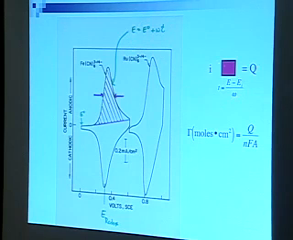And therefore, current times time is number of coulombs. So I can integrate this area under here and figure out how many coulombs there are. And if every iron on the surface, since I know the iron 2,3 is a 1-electron charge transfer, is oxidized and reduced in that scan, I can tell you how many irons are on that surface.